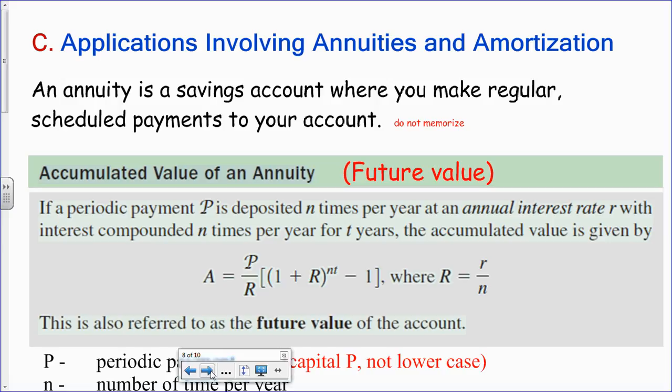So sometimes you have accounts where you make regular scheduled payments. That's called an annuity. And that has a different formula because when you deposit those payments, that's going to add to your principal, thus making your final amount grow faster. Okay, so here is the formula. Like I said, you do not have to have that memorized.